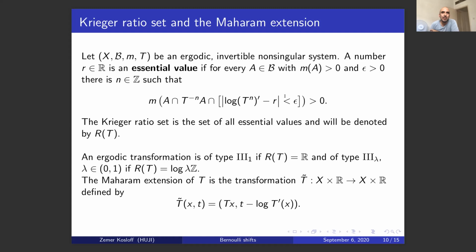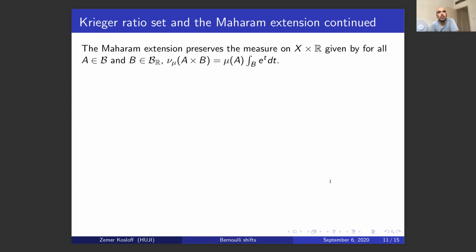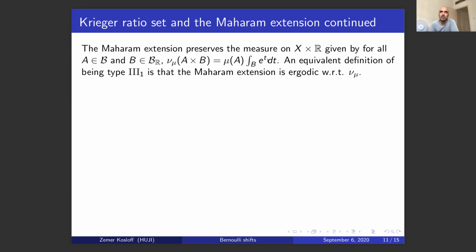When one thinks about this essential value condition, you should ask where it comes from. It comes from a construction that Maharam did, which is now called the Maharam extension. Whenever we are given a non-singular transformation, we can extend it to a skew product by the logarithm of the Radon-Nikodym derivative. So it's a skew product on R, an R extension. And when we do this extension, which was the motivation of Maharam, she showed that it preserves a natural measure on X times R, which is given on product sets by the mu measure of the first coordinate and the integral of e to the t dt on the second one. And this is an infinite measure. So Maharam's construction is a functor from non-singular systems to infinite measure preserving systems. And the equivalent definition of being type 3 one is to say that the Maharam extension is ergodic with respect to this measure.